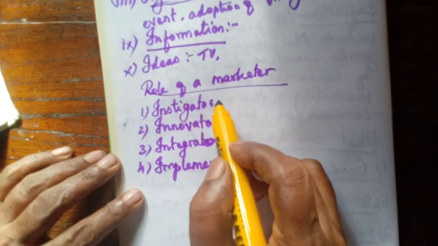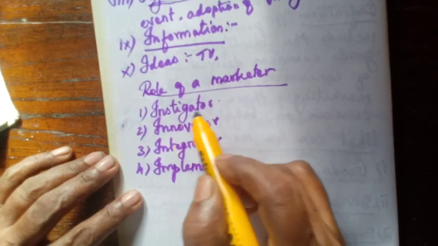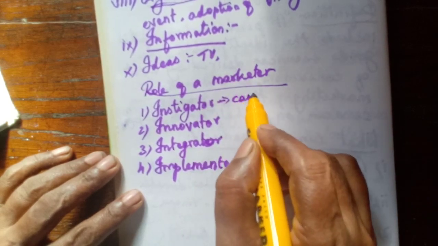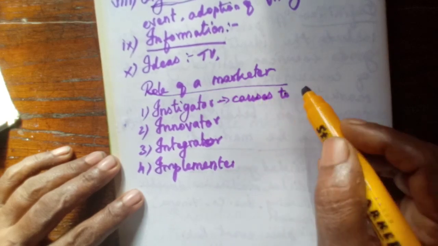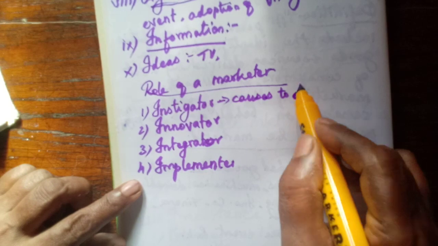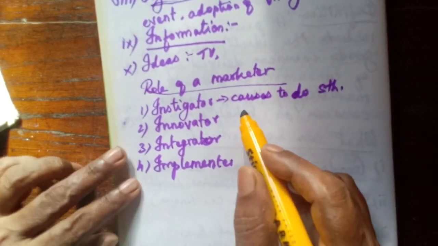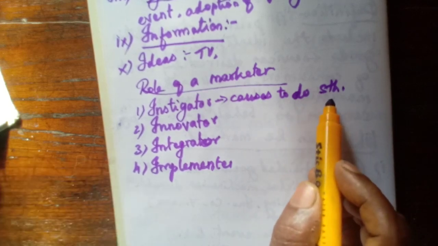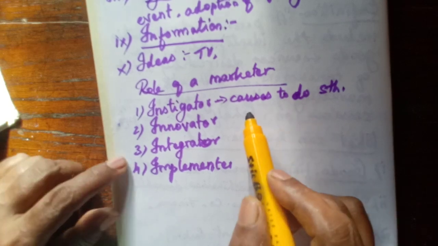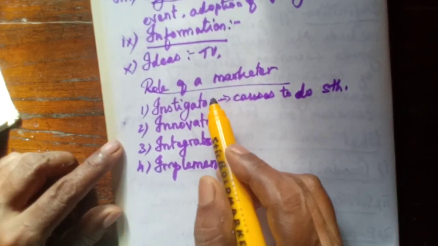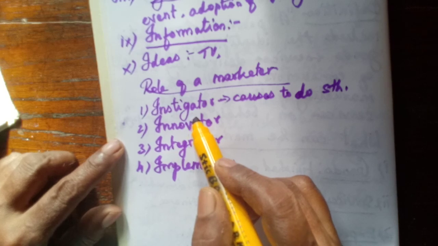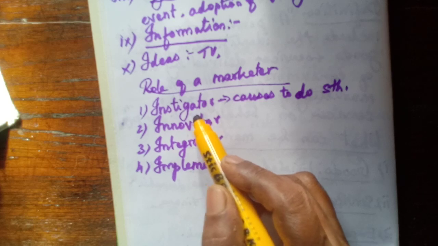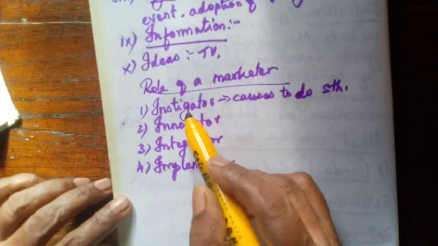What is an instigator? First we should know, it's a new term, isn't it? Instigator means one who causes something to be done. He is the reason for everything. That means we can say like a promoter, isn't it? So he is the one who is the cause to do something. How is he the cause? Because in the definition itself we learned he will find a particular set of consumers and introduce goods and services to those people.